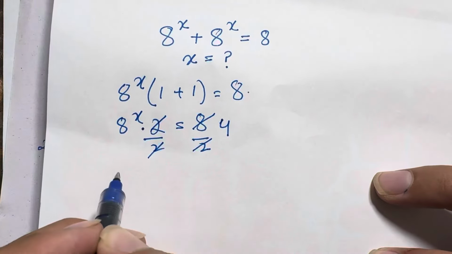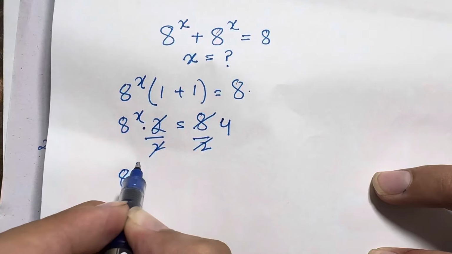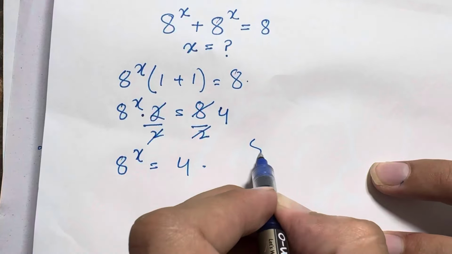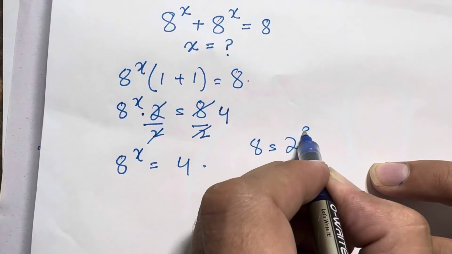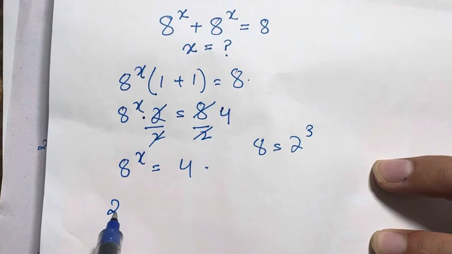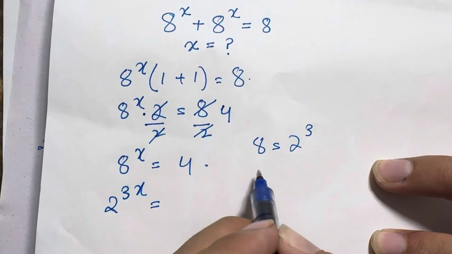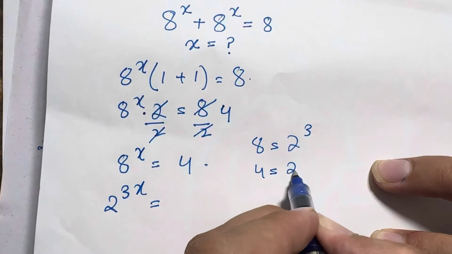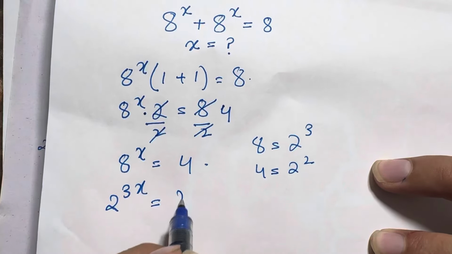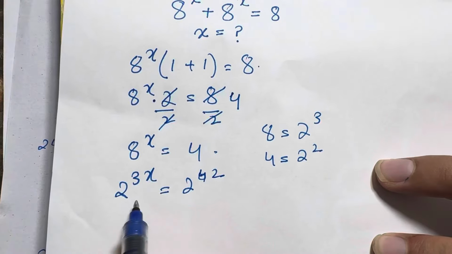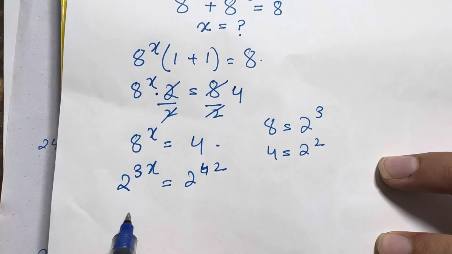These two cancel with 2. 8 power x equal to 4. So can I write 8 equal to 2 power 3? So 2 power 3 into x equal to, can I write 4 equal to 2 power 2? So 2 power 2.